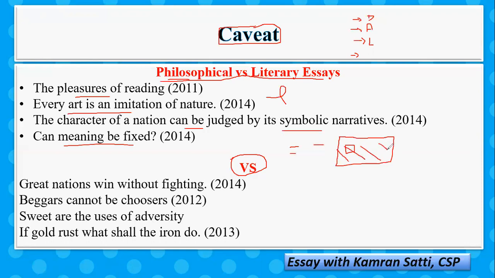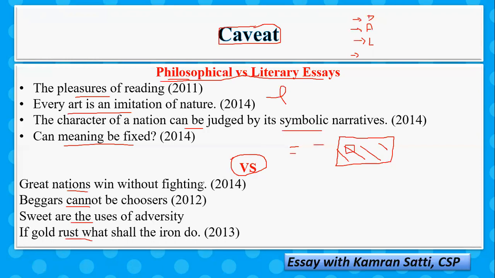So with an effective thesis statement, you can write literary or proverbial essays like great nations win without fighting, beggars can't be choosers, sweet are the uses of adversity, if gold rust, what shall the iron do. Now these are also difficult, tricky topics. I would recommend that you go for easier topics like traditional topics. Then if you don't find any traditional topic you can attempt effectively, go for argumentative essays.